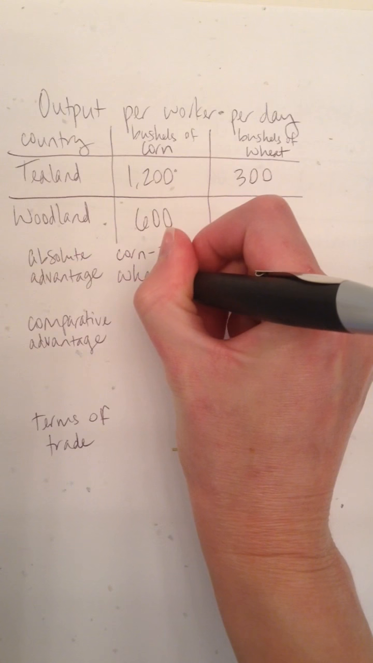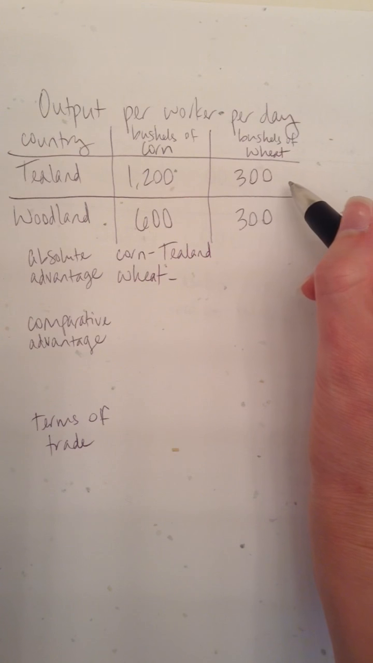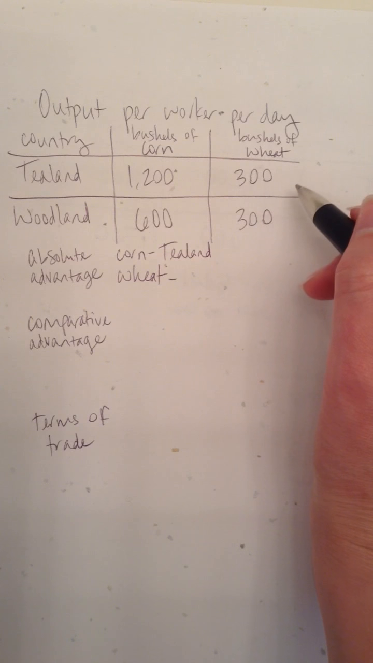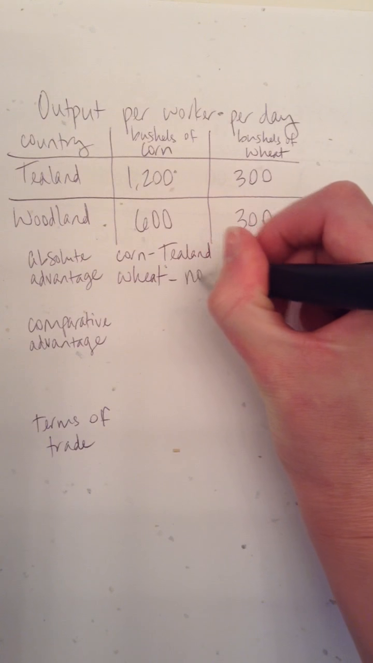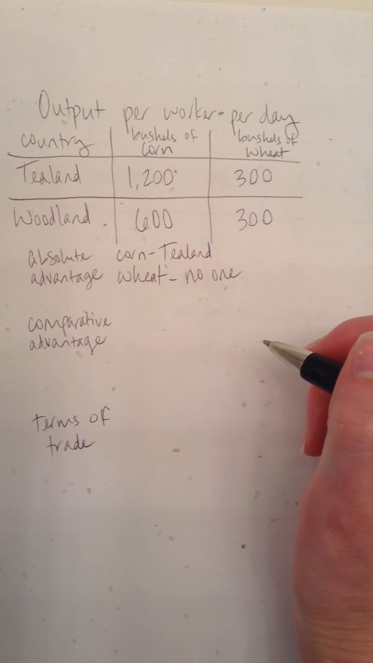Now when we look at wheat, the situation is a little bit different, because as you can see, both countries produce exactly the same amount of wheat. That is all they're capable of, and since neither country can produce more, that means that no one, in this example, has the absolute advantage in terms of production of wheat.